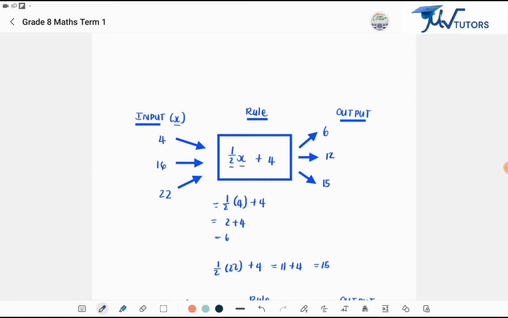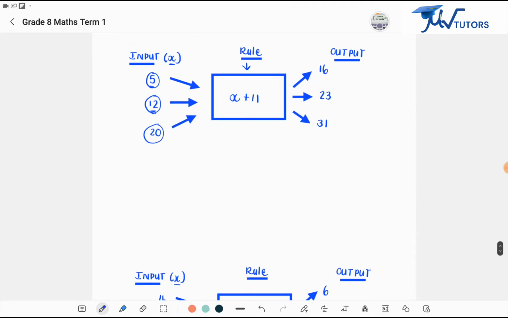All right, substitute in that value. Like here, we said 5 plus 11, which is 16. If you need to write it out yourself, all right.